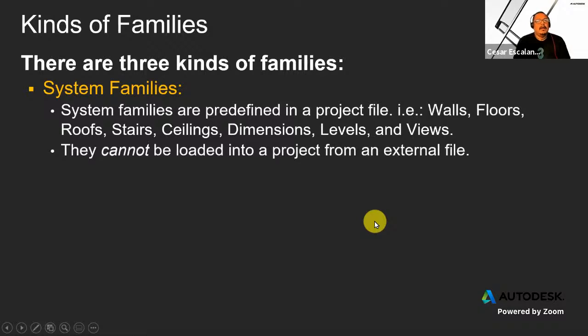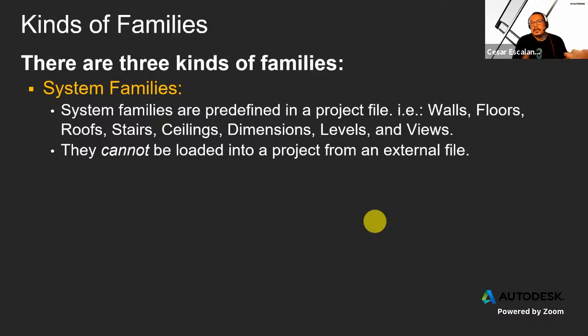System families are representations of assemblies whose boundaries are not unitized. For example, walls, floors, roofs, stairs, ceilings. Those are system families, and a system family means that they cannot be loaded into a project as an external file.